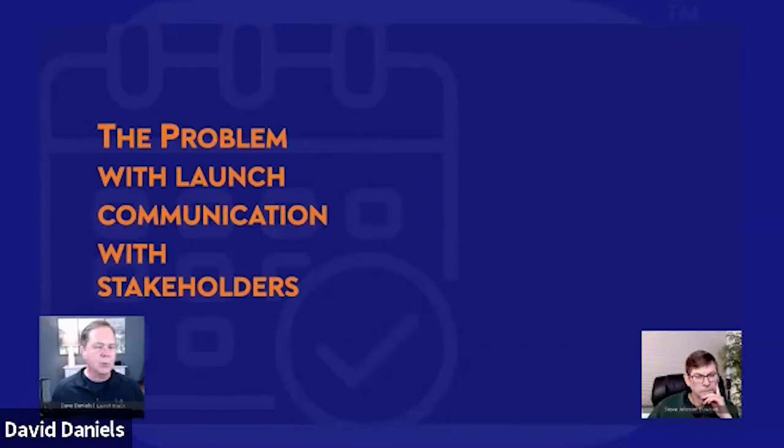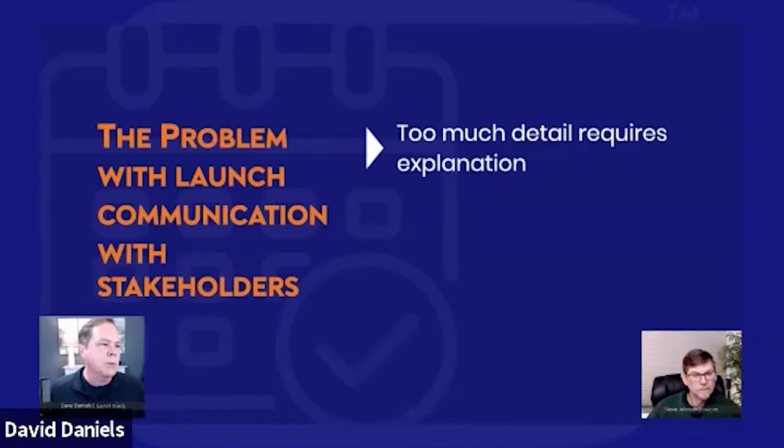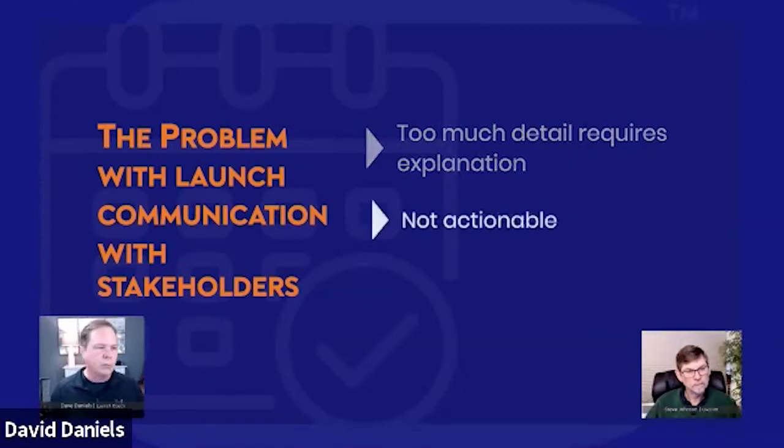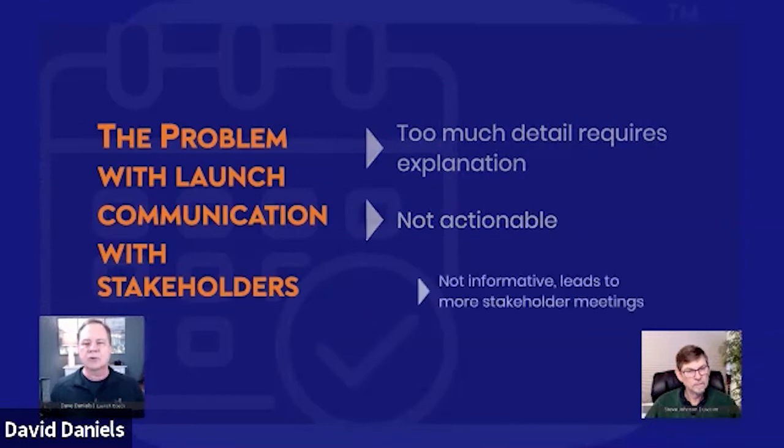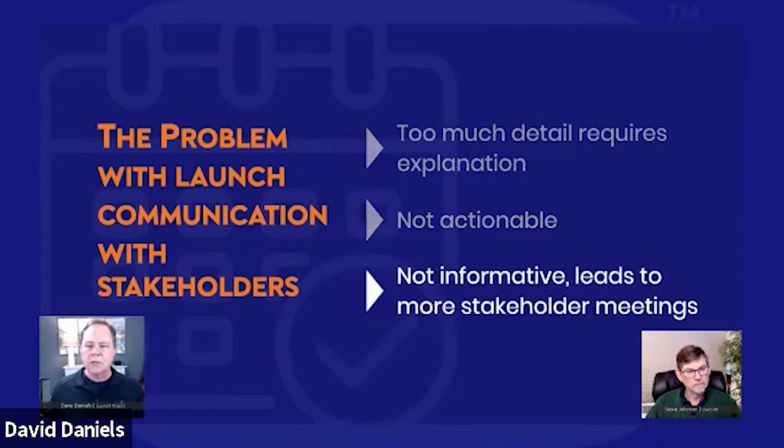But what's the problem with launch communication? Primarily, we give too much detail. We throw a bunch of stuff at our stakeholders in a meeting, or we send them a link to go look at something, and all it really does is trigger a whole lot more meetings because what we're providing to them isn't actionable. They don't have that insight that says, are we on track or aren't we on track?